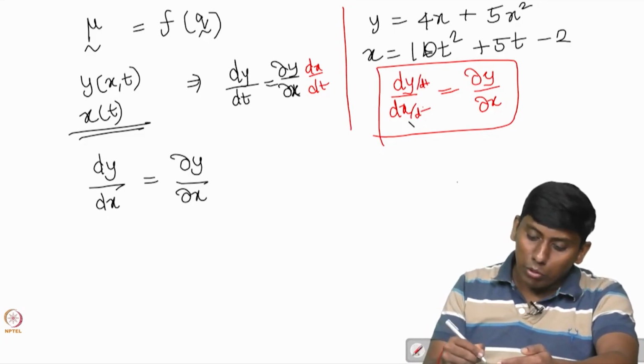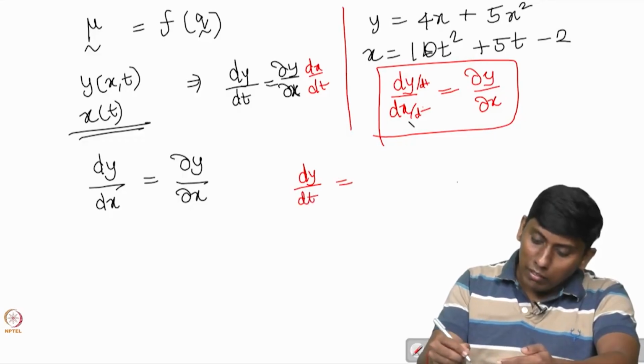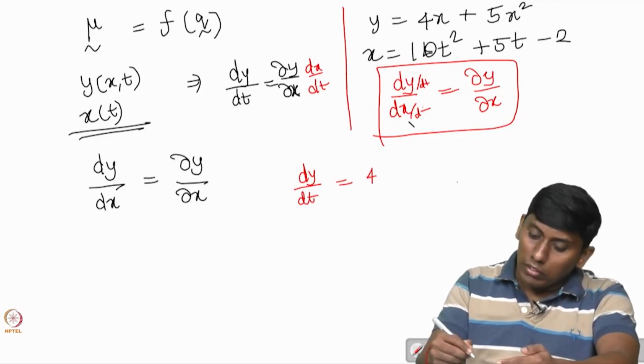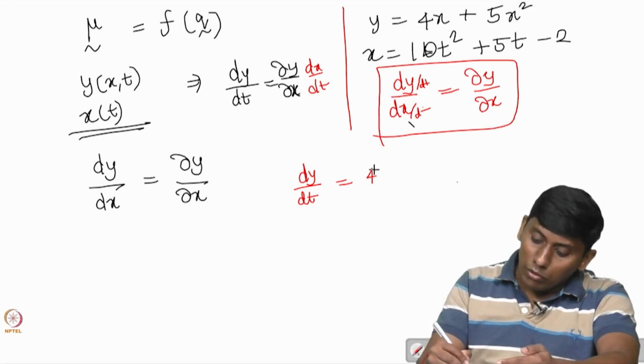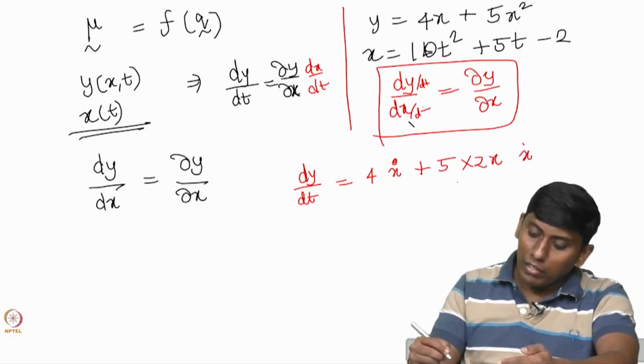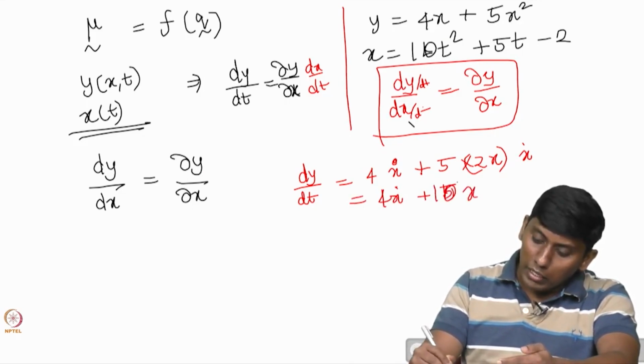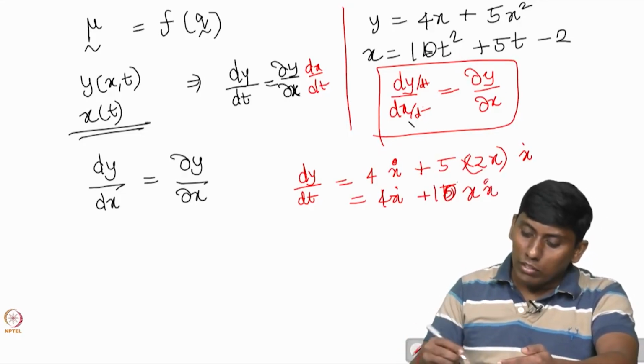In the sense here what you can see, dy by dt can be written as, first I will say this 4, so ∂x/∂t, so 4 into x dot. This would actually be 5 into 2x into x dot. So what you can see is 4x dot plus 5 into 2, so 10x x dot. So this is the value that will come.